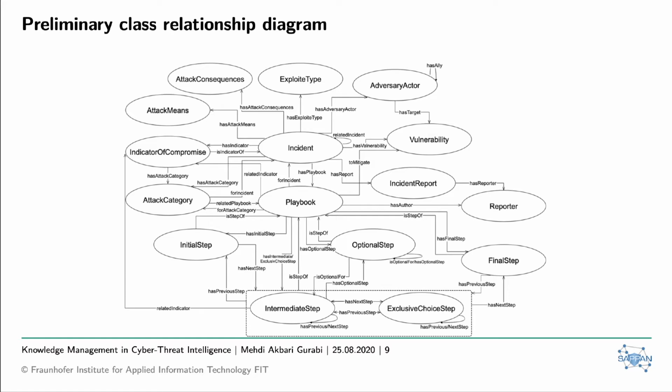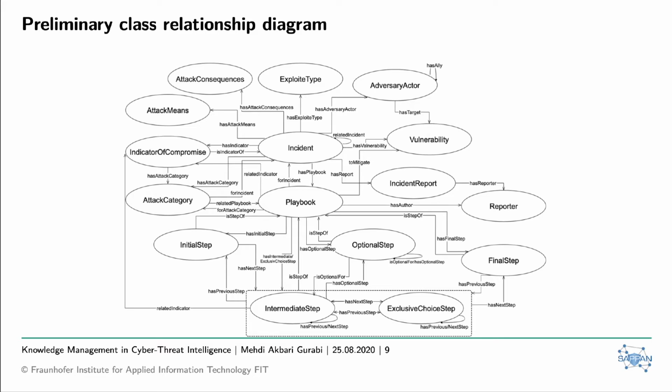As we see here, the main classes are incident and playbook. The incident class is connected to different classes like attack category, indicators, attack means, and so on by different properties. Also, a playbook consists of different steps that chain together. Each playbook will have one initial and one final step and a set of intermediate and exclusive choice steps, and might have some optional steps too.